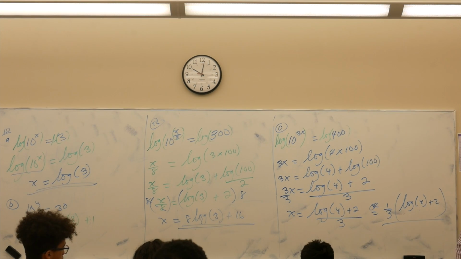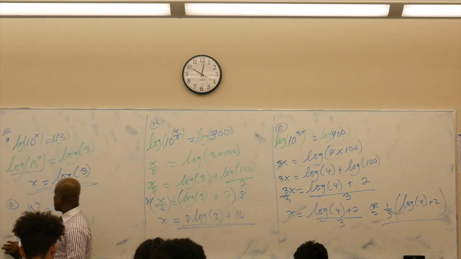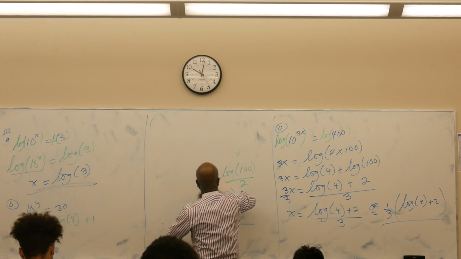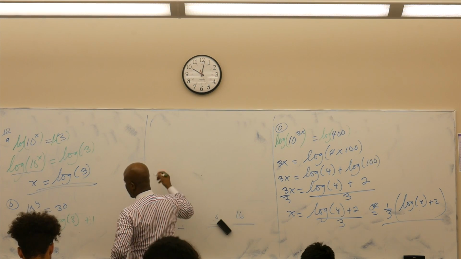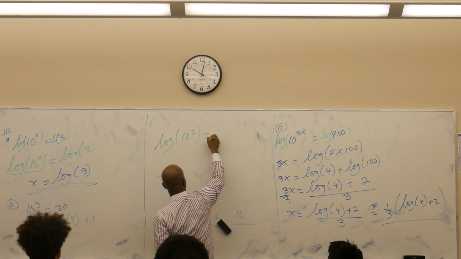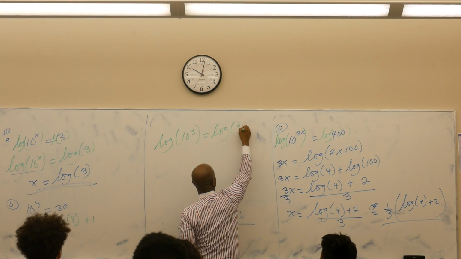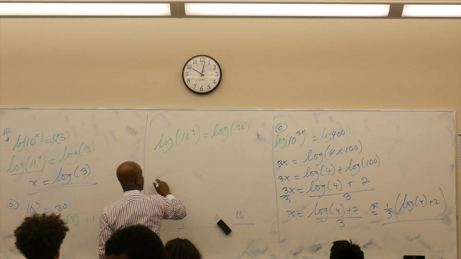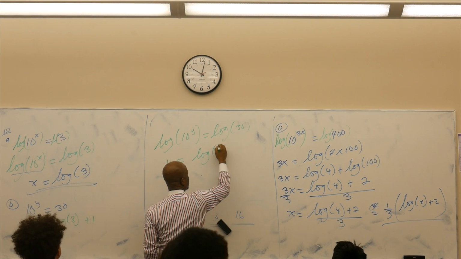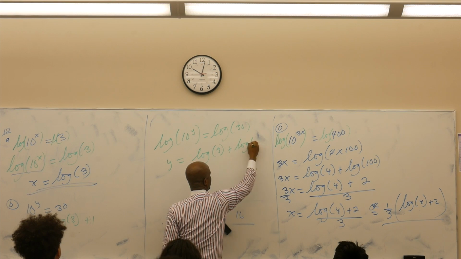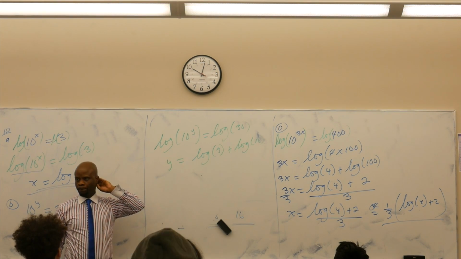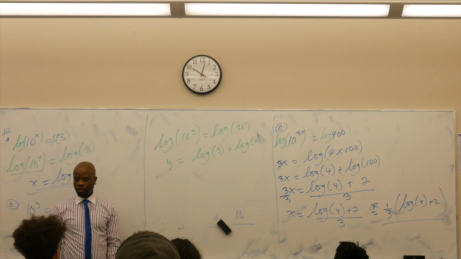Oh, well, okay. So here's where he got stuck. Taking this off the board. He did this, 10 to the y is 30. He logged both sides. And then he had y equals the log of 3 plus the log of 10, because 30 is 3 times 10, and he got stuck. So now we can bring in the tow truck.